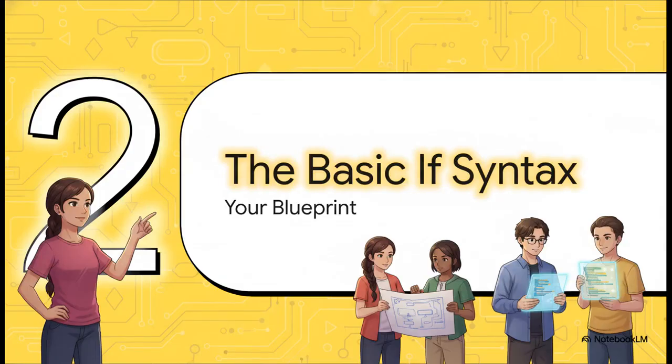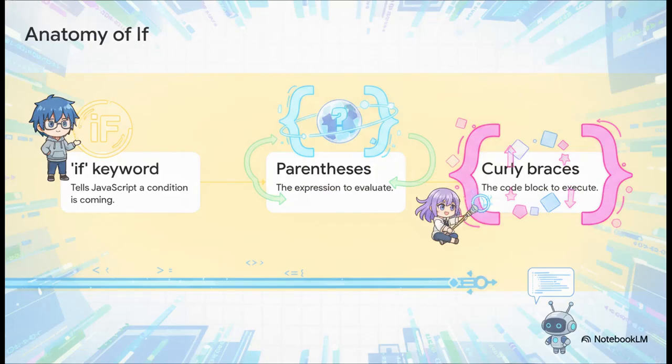Moving on to section 2, the basic if syntax. This is your architectural blueprint. Okay, so we get the concept, but now we actually need to see how JavaScript structures this decision-making process. We need a blueprint to tell the browser how to check our conditions before it just blindly runs a bunch of code. Let's unpack the anatomy of a basic if statement step by step.